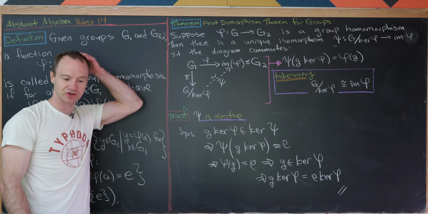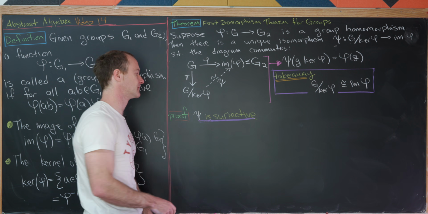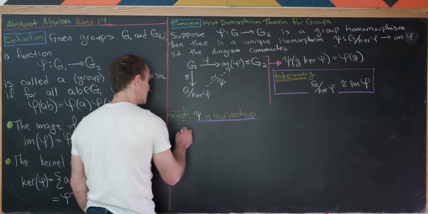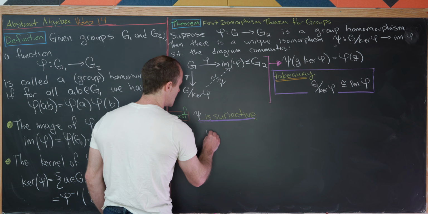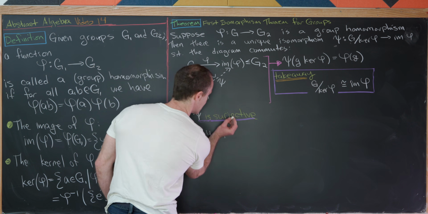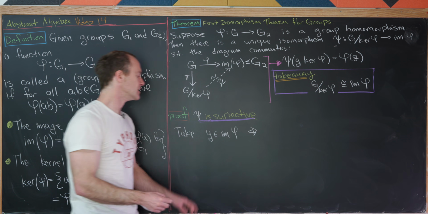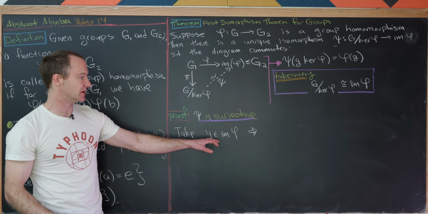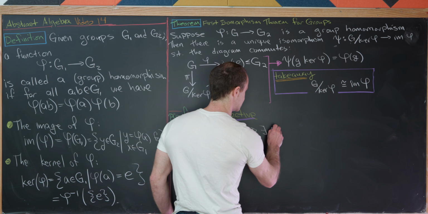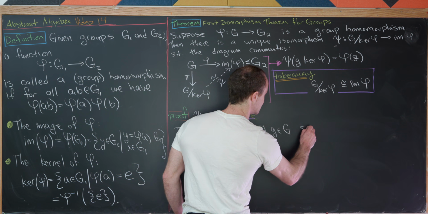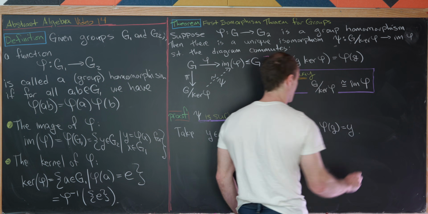Now let's show it's surjective. Now we'll finish this off by showing that ψ is surjective. So let's take something in the image of φ and then find a pre-image for it. Let's take, we'll call it y, inside of the image of φ. Since it's inside of the image of φ, that tells us that there exists a little g inside of G such that φ of g is equal to y.